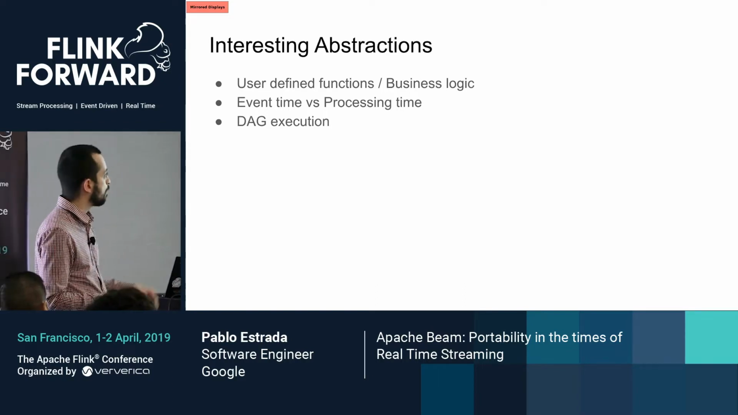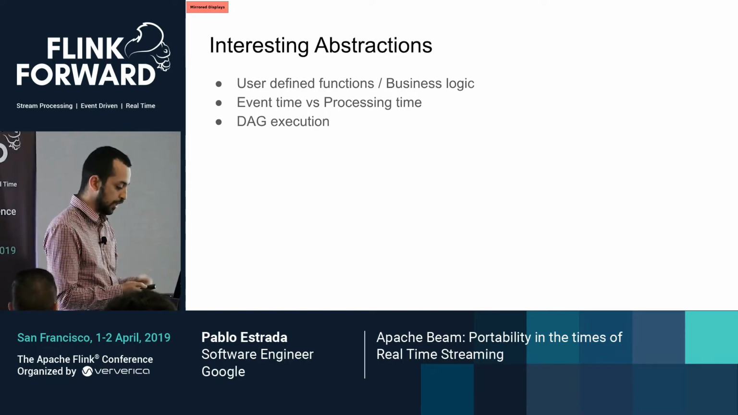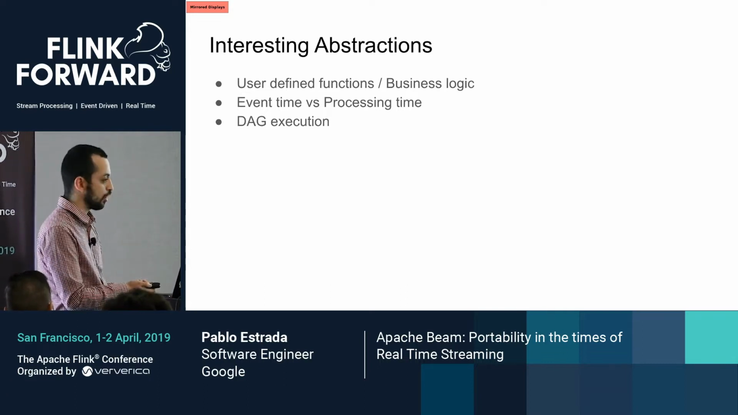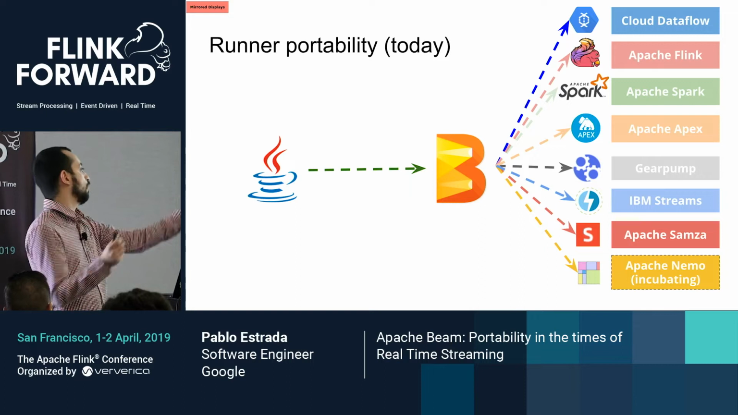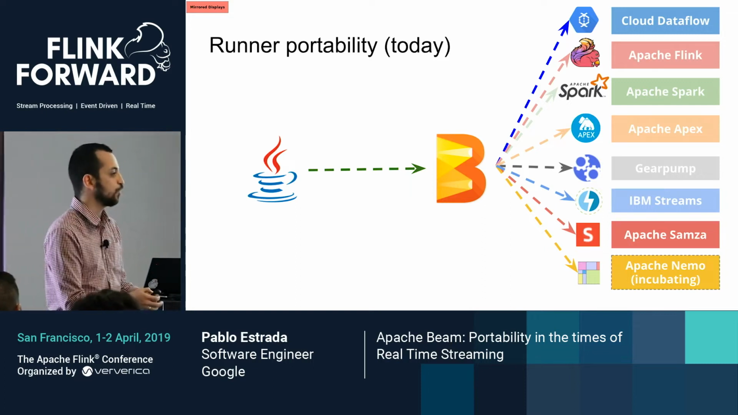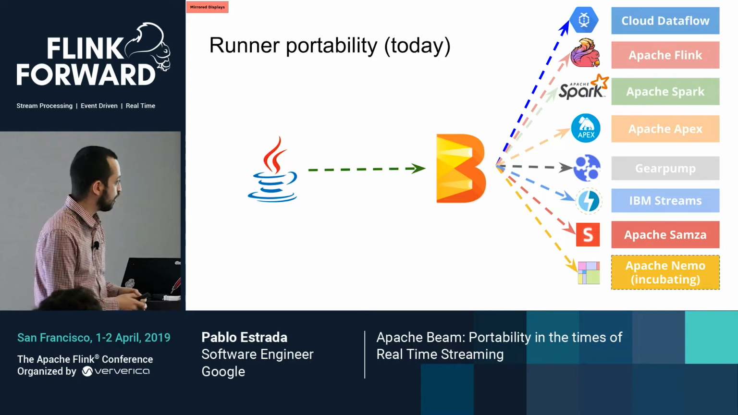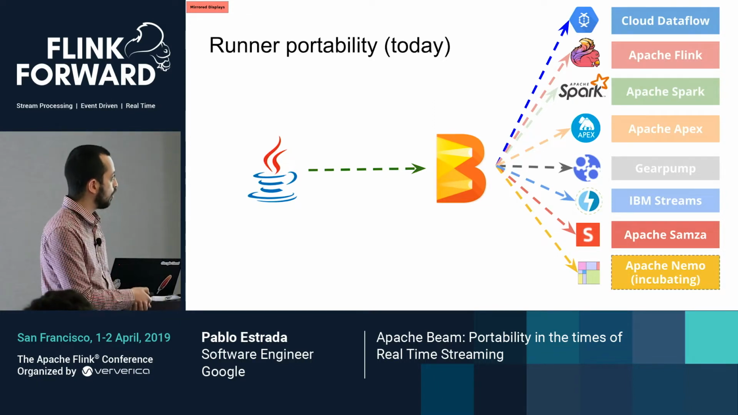And so as we designed Beam, the ideas of the design helped us arrive at some interesting abstractions. So what does it look like today? Today, you can write a Java pipeline and more or less run it well on all of these runners.